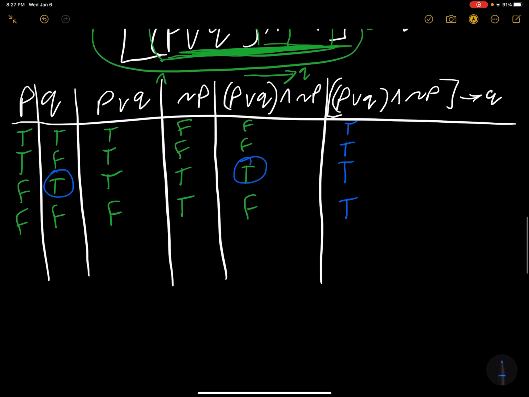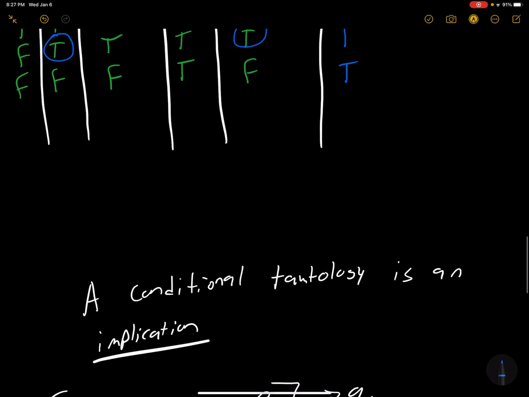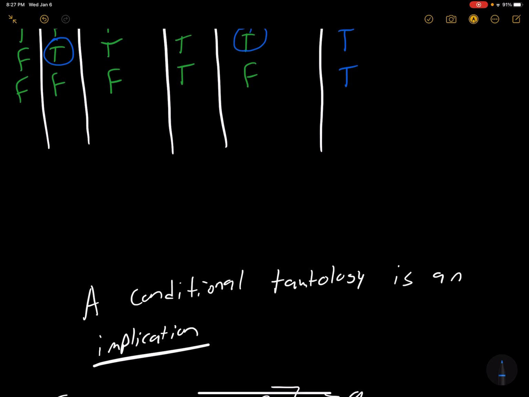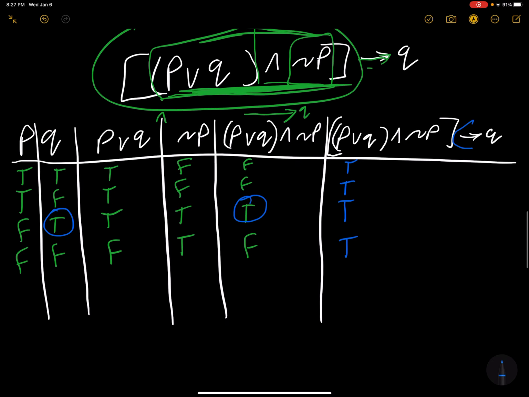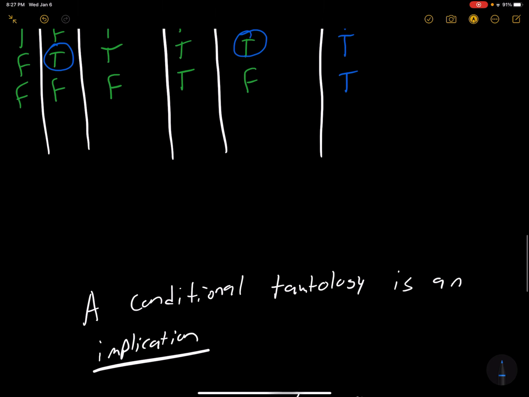And so it's a tautology. But not only is it a tautology, but a conditional tautology, a tautology that includes a conditional statement, or that includes your arrow, is called an implication. Because in English it just means that the first part implies the second part.